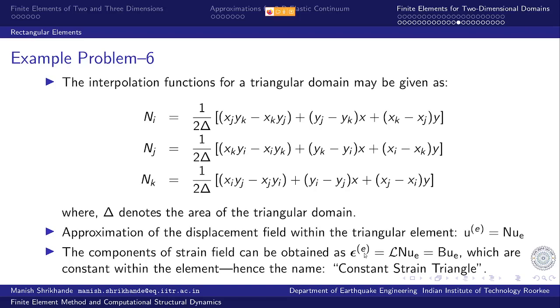And these are of course constant within the element, because the displacement variation is linear everywhere, and hence this element is referred to as the constant strain triangle. For the rectangular element, the strain displacement matrix is not constant because of the cross product term xy in the interpolation models. So the strain will have variation within the element.